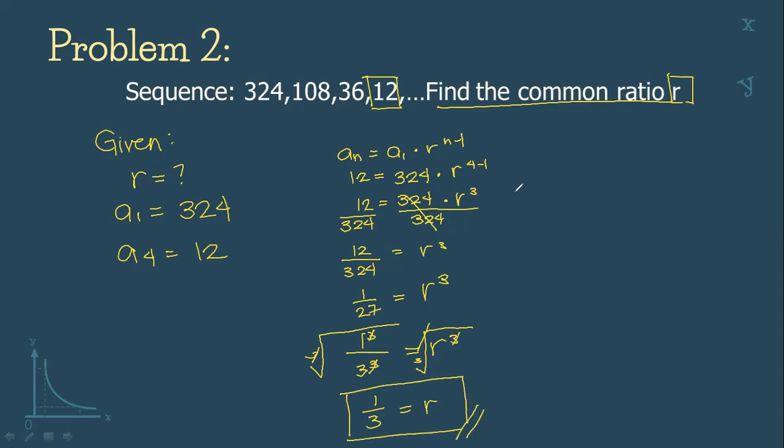So, sige po, in order for us to check kung tama, i-multiply nga po natin 324 multiplied by 1/3. So, our answer should be 108, which is correct. So, si 108 naman yung i-multiply natin by 1/3. So, indeed, that is equal to 36. So, si 36 multiplied by 1/3, indeed, that is 12. So, meaning to say, our common ratio is indeed 1/3.